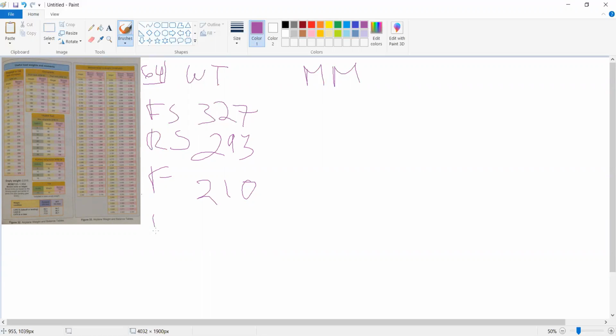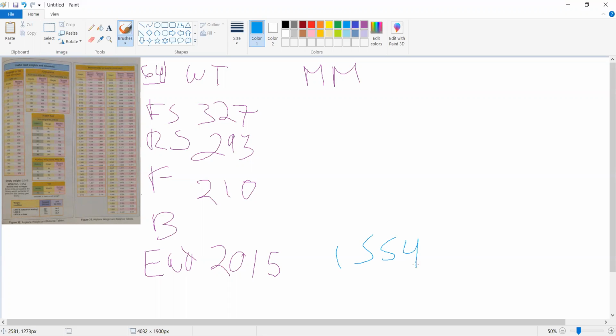Baggage is what? Unknown. And we need the empty weight with oil. And that's given at 2015. Now we just have to find the moment of each one. So we know this is at 1,554. I'll come back to the other one.